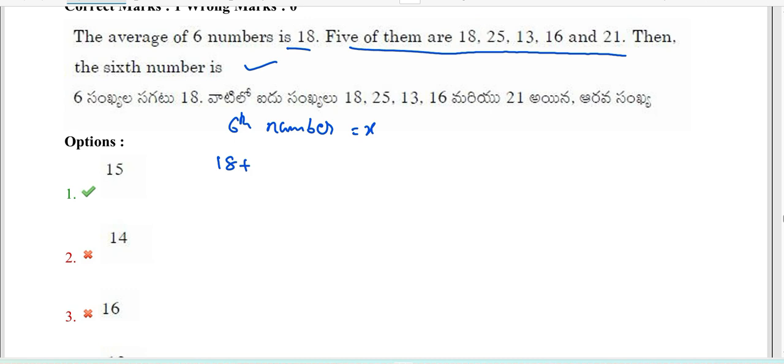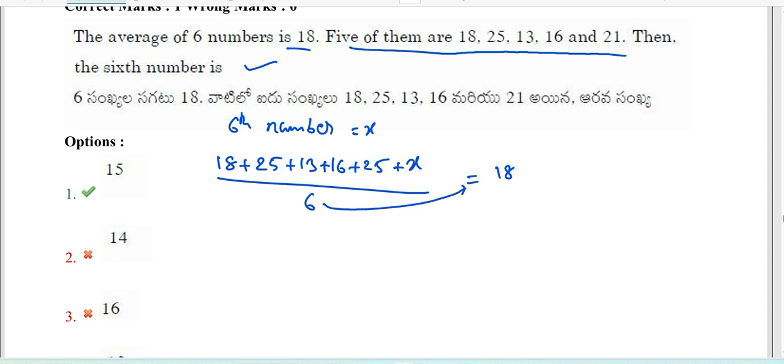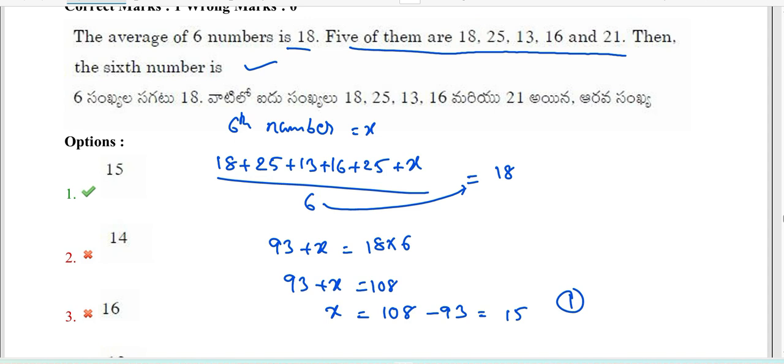Average means sum of observations by number of observations. So 18 plus 25 plus 13 plus 16 plus 21 plus x, by 6, is equal to 18, and transposing this 6 to the other side of the equation. Firstly, adding all of this, what do we get? Adding this all, you will get 93. 93 plus x is equal to 18 into 6. So now 93 plus x is equal to 108. From this, x is equal to what? 108 minus 93, that is 15. So 15 is the answer. So the first option is the correct one.